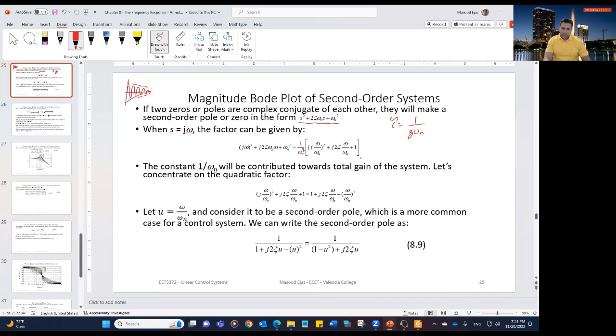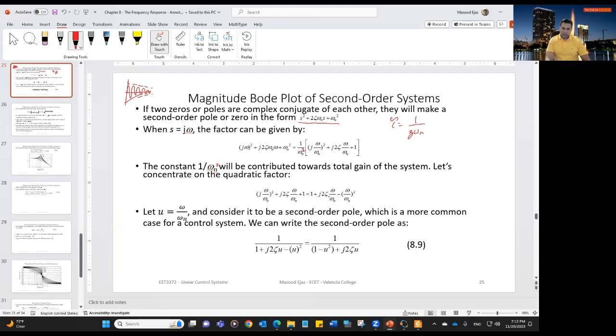So we have the real part of this equation, and we have the imaginary part of this equation. This equation can be written with the constant 1 over omega n square, which will contribute towards the total gain of the system. Let's concentrate on the quadratic factor, (j omega over omega n) square plus 2j zeta omega over omega n plus 1. J square, of course, is negative 1, so we get negative (omega over omega n) square plus 1 plus j 2 zeta omega over omega n.